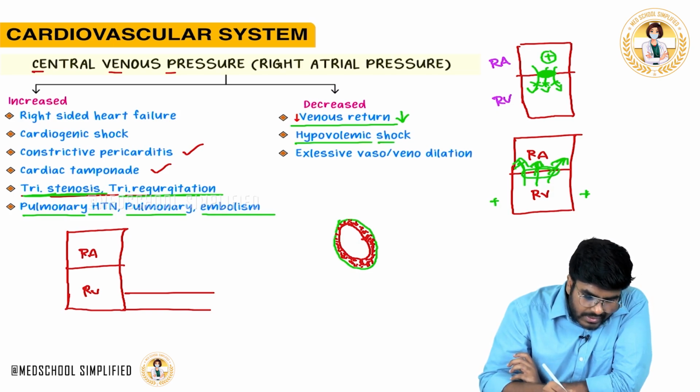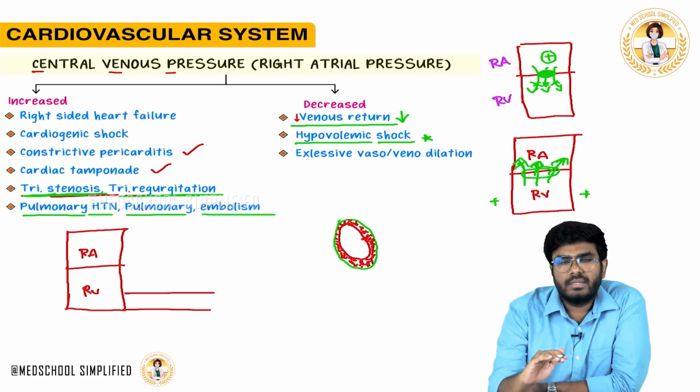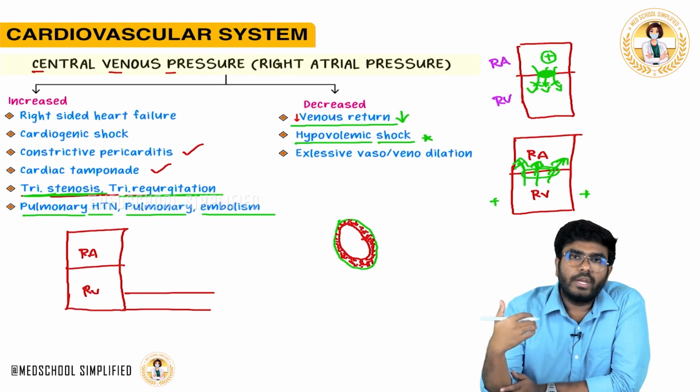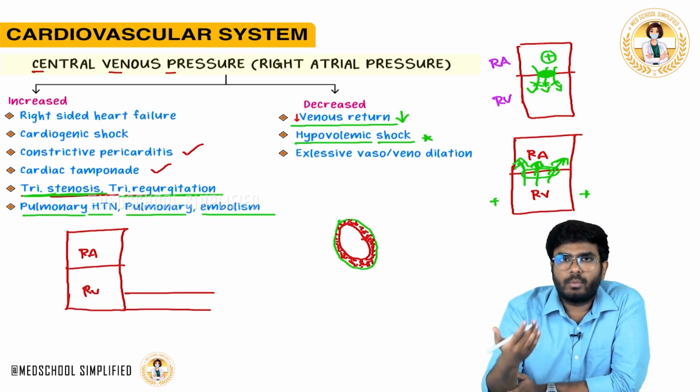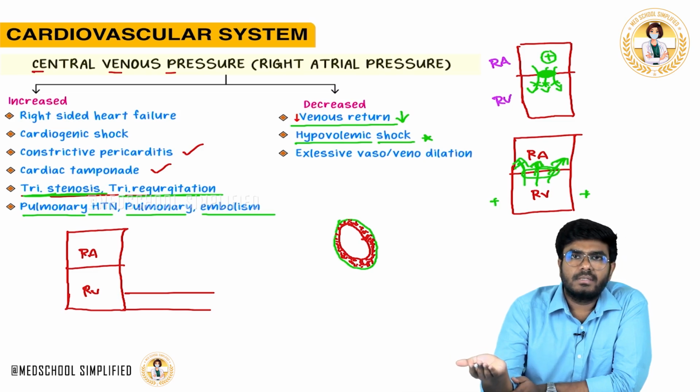Hypovolemic shock. What exactly is hypovolemic shock? Hypovolemia. There is low volume of blood. Whenever there is low volume of blood in the body, automatically the blood going to the right atrium decreases. The amount of venous return, whenever there is hypovolemia, less amount of blood is there, so the amount of blood going to the heart decreases, so automatically CVP decreases.